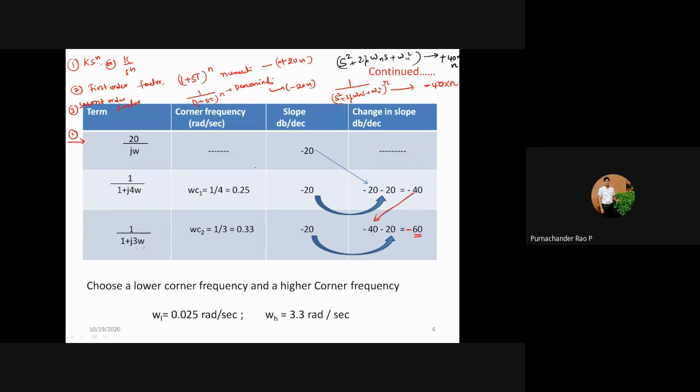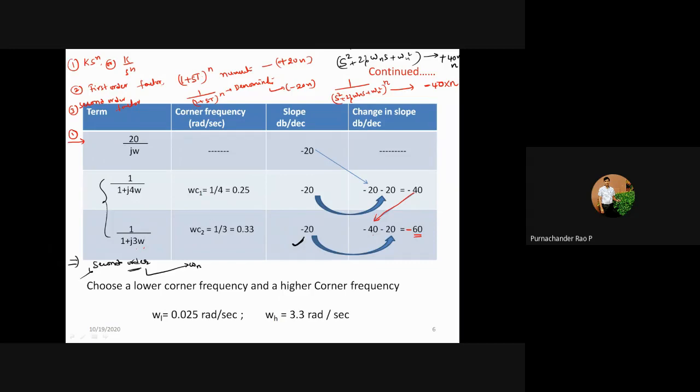This is the slope value we need to take here. After the first order terms are finished, then we need to consider the second order term. In our problem, the second order term is not given, therefore we are not choosing this one. When you come to the corner frequency, omega n is the natural frequency of the second order system, which is nothing but your corner frequency.